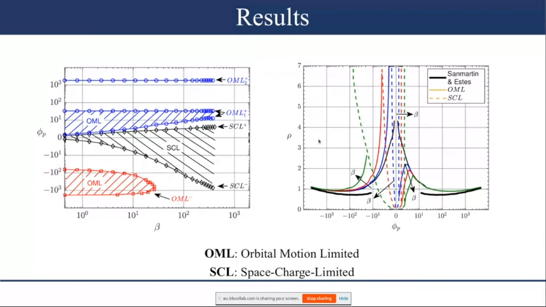And also on the right, you see the different operational transition boundaries in the radius and bias plane. And here we compared our result with San Martin's result, which shows promising results for a tether application, because the OML region is larger than was expected before.